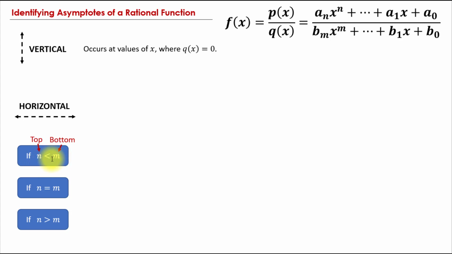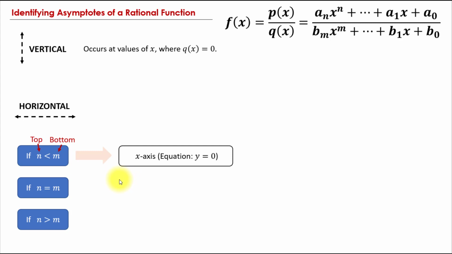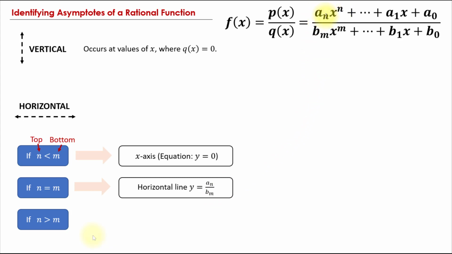So if n is less than m, then the graph will have a horizontal asymptote, and that's going to be the x-axis. That's the same as the line with the equation y equals 0. Now, if the degrees of the polynomials from the numerator and denominator are the same, n equals m, then the corresponding graph will also have a horizontal asymptote, and it's going to be a line defined by the equation y equals a sub n over b sub m. If we look at the expanded form of our general rational function, we'll see that these are the leading coefficients. And here's the last case, when n is greater than m.